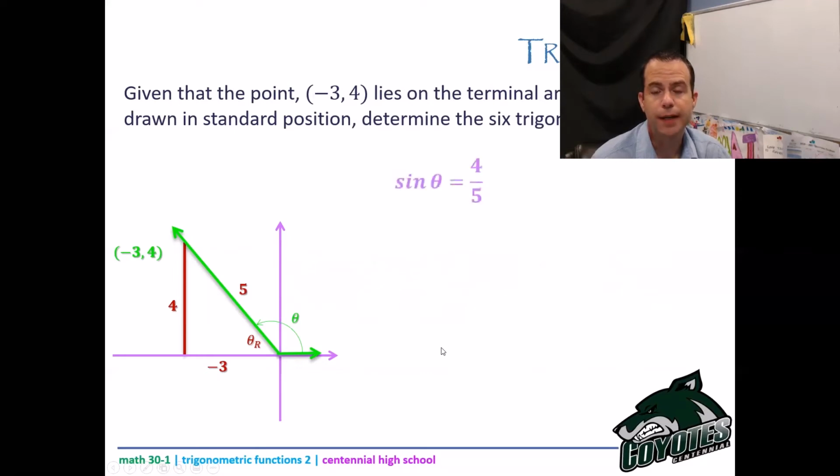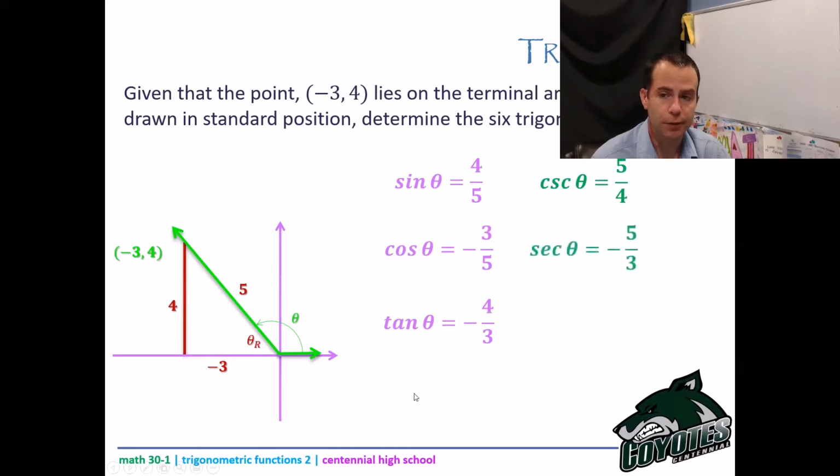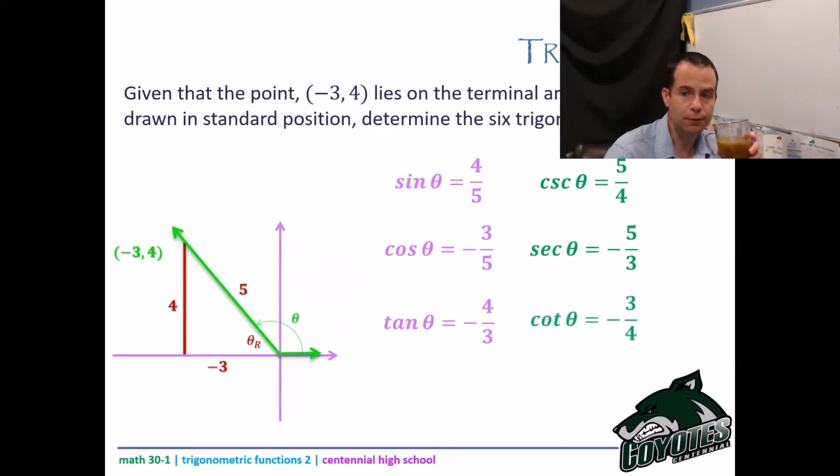Okay, so I've got sine of theta is 4 over 5, cos of theta is -3 over 5, adjacent over hypotenuse, tan of theta is -4 over 3. It doesn't matter where you put the negative, except that we try not to put negatives on denominators. That's why I just pulled it to the front. Cosecant of theta would be 5 over 4, secant of theta would be -5 over 3, and cotangent of theta is -3 over 4.